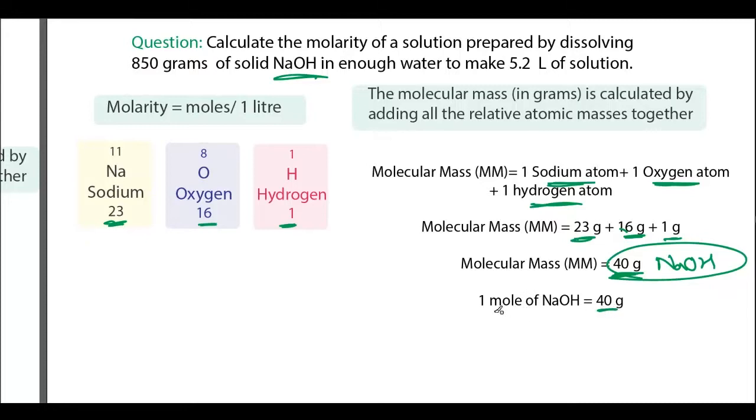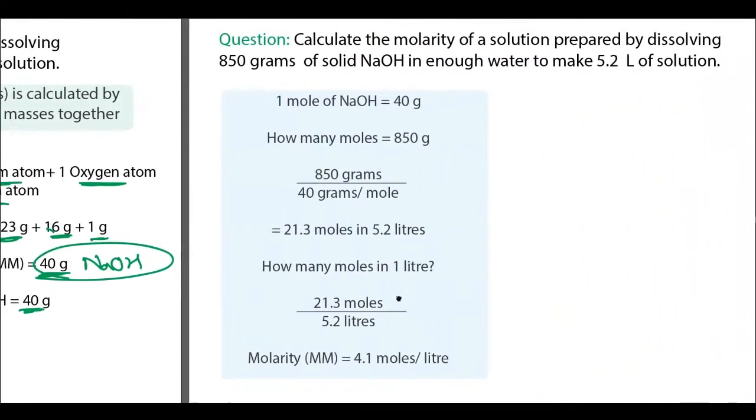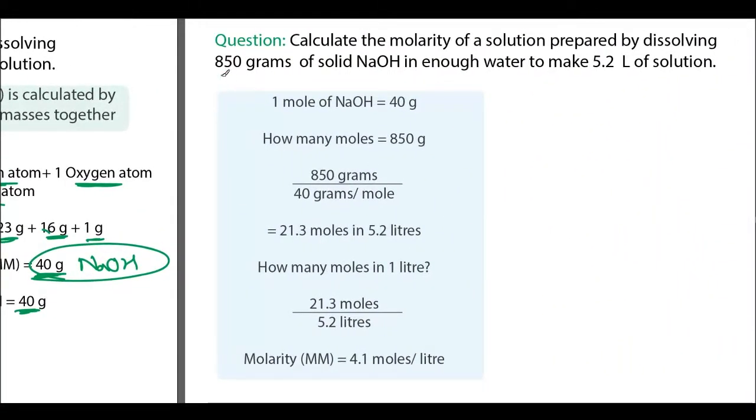The molecular mass also equals the amount that 1 mole would equal. So we say 1 mole of sodium hydroxide equals 40 grams. How do we use this piece of information in our original question? We had 850 grams in 5.2 litres. If 1 mole of sodium hydroxide equals 40 grams, and we have 850 grams, how many moles do we have? The answer is approximately 20 moles.